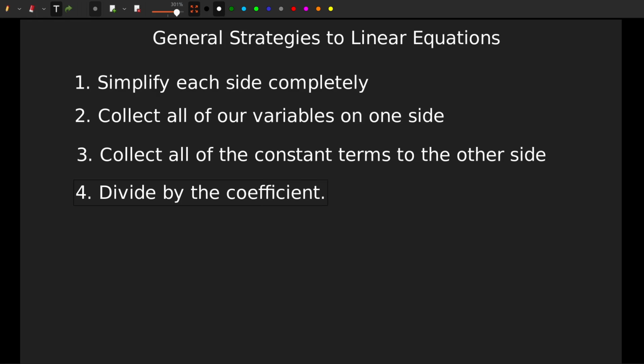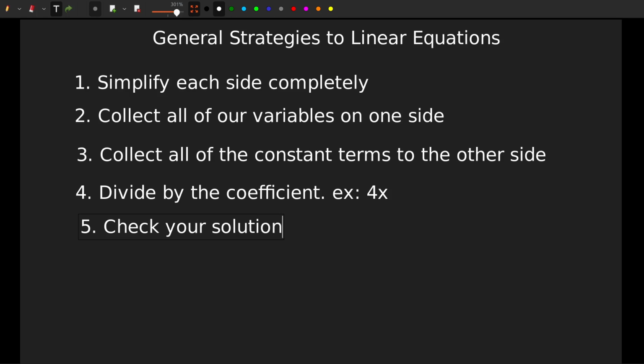So for example, if we have 4x, right? If we have 4x where the coefficient is 4, then we want to divide both sides by 4. So that way we can get down to just one x term. Okay. The last and final step, and you must always do this, is you want to check your solution.